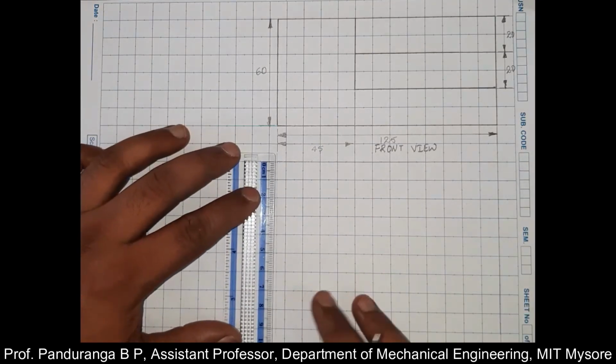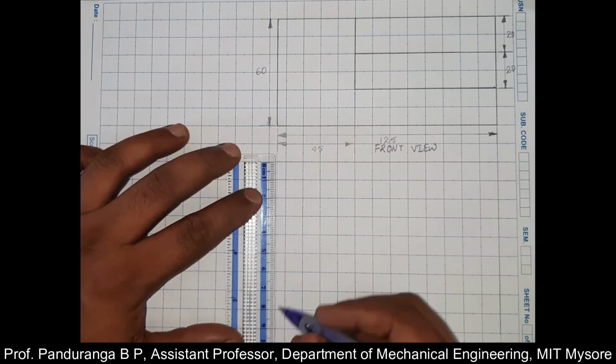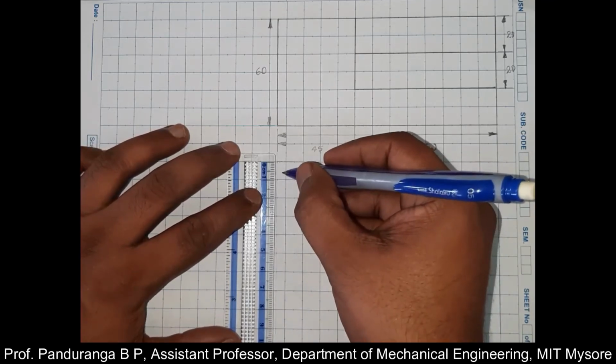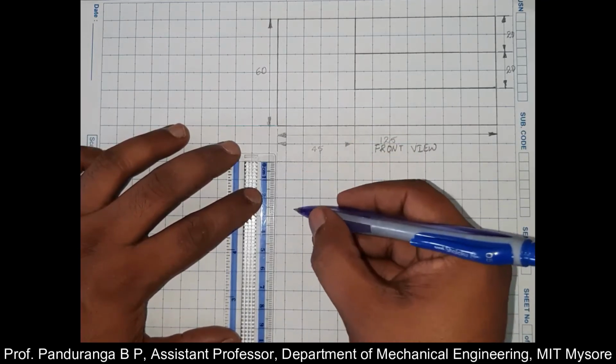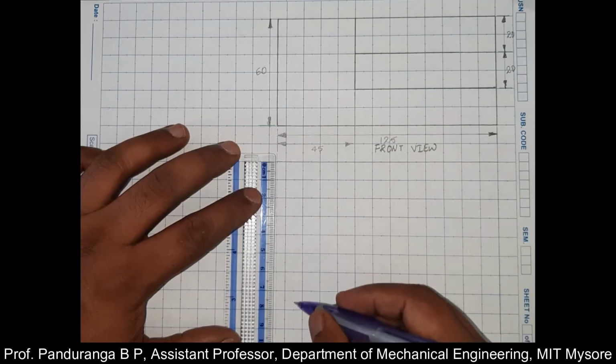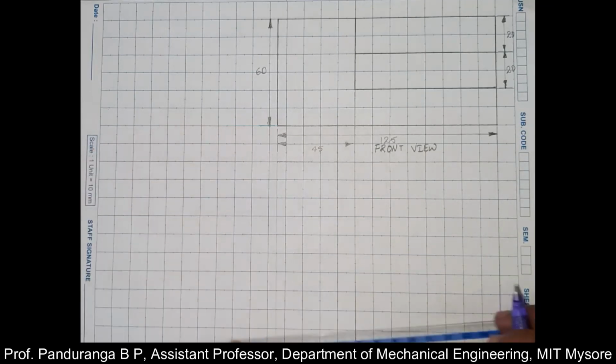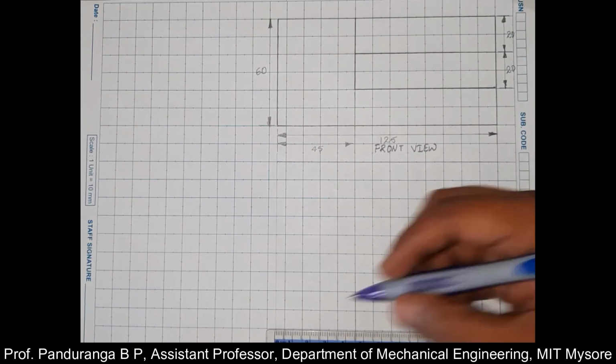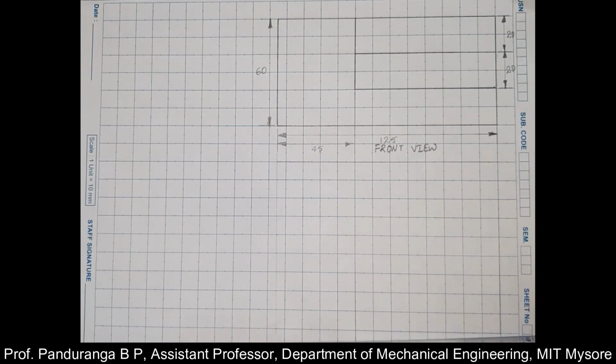Now I need to measure 90 millimeter from the top, or I can count 9 boxes here, or 9 grids. 1, 2, 3, 4, 5, 6, 7, 8 and 9. So that corresponds to 90 millimeter. So here I'll draw a horizontal line. Now this completes the outer rectangle.